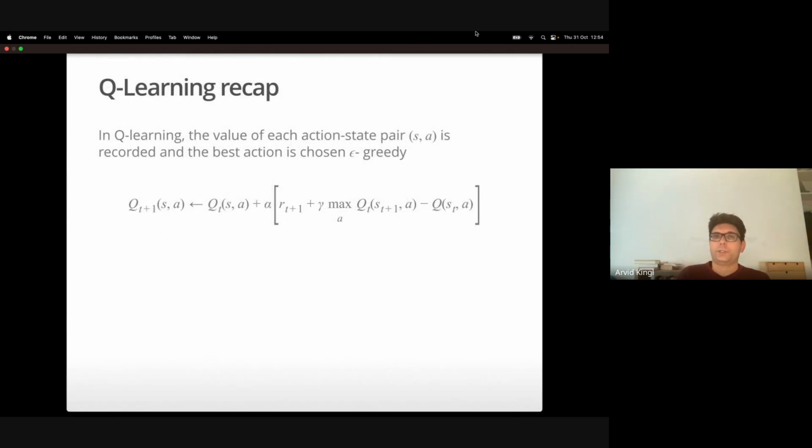So the first one is Q-learning. What does it do? For each state, you keep a model, which is your Q function, which gives each action a value.